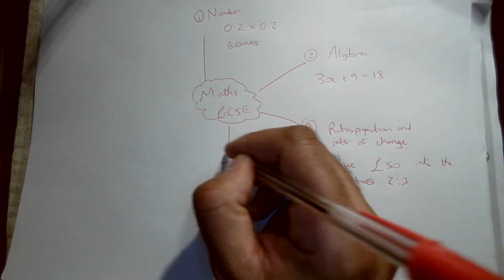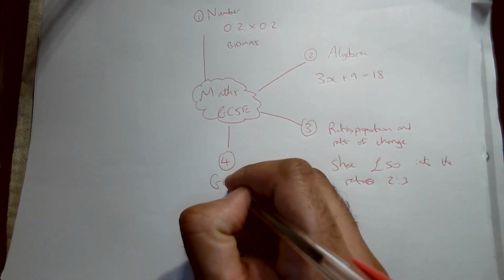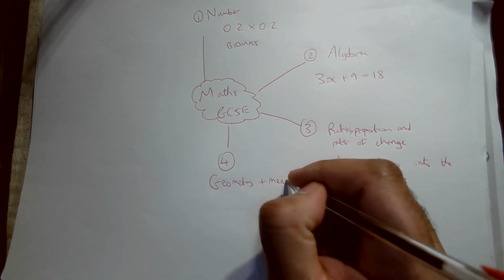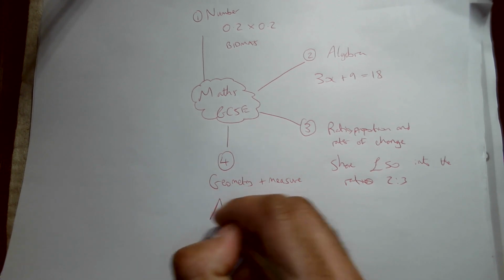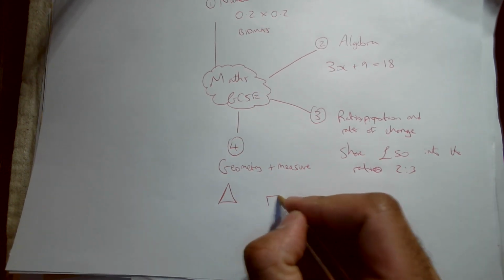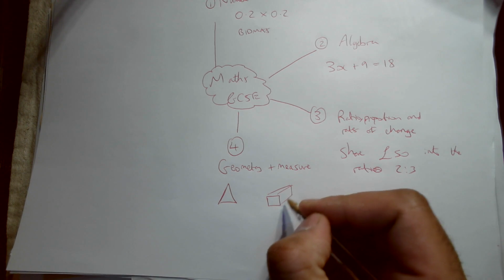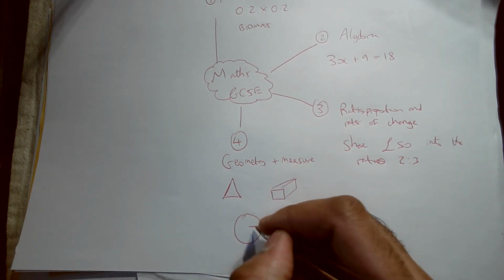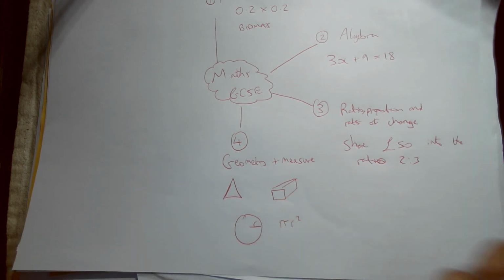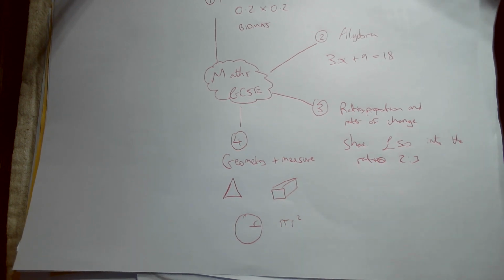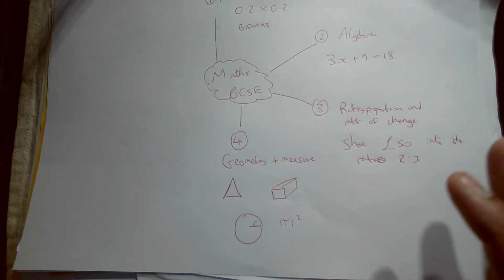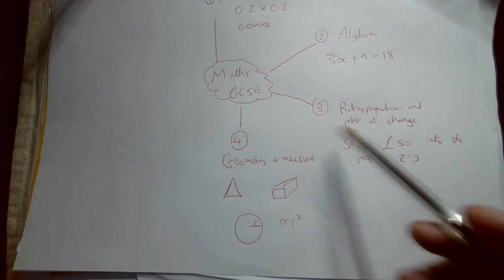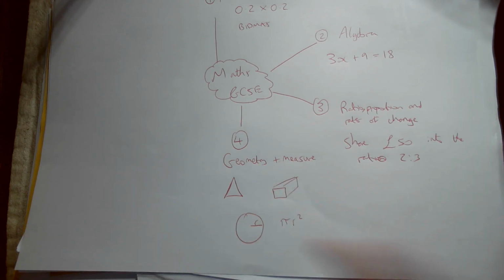The fourth area is geometry and measure. That's things like finding the area of a triangle, finding the volume, very bad cuboid, but finding the volume of a cuboid, finding the area of a circle, and so on and so forth. Now, all of these differ obviously depending on whether you're doing foundation or higher, but the categories number, algebra, ratio, proportion, geometry, and measure are all relevant.